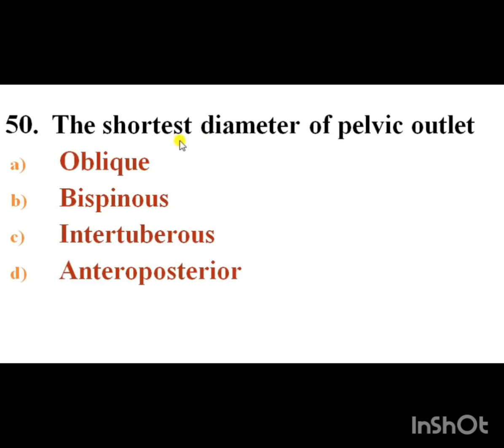Next question. The shortest diameter of pelvic outlet. Options A, oblique diameter, B, bispinous diameter, C, intertuberous diameter, D, anteroposterior diameter. Answer is B, bispinous diameter. So the shortest diameter of the pelvic outlet is the bispinous diameter or the transverse diameter, which is about 10.5 centimeter. It is the distance between the tips of two ischial spines, that is the bispinous diameter.